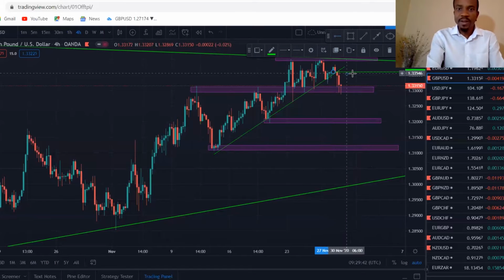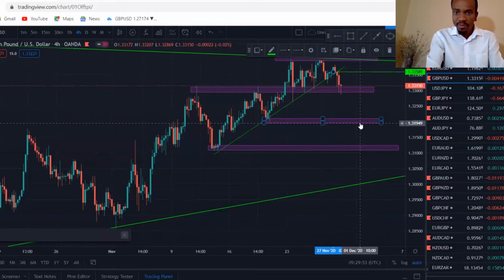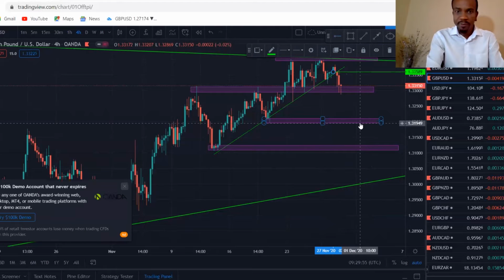If price doesn't break this level, then price will come test the support. And if price breaks the support, price will be shooting to the downside. So our first target will be around this area of 1.31950. And if price comes here, price may retrace.